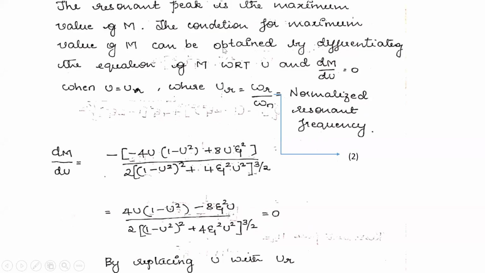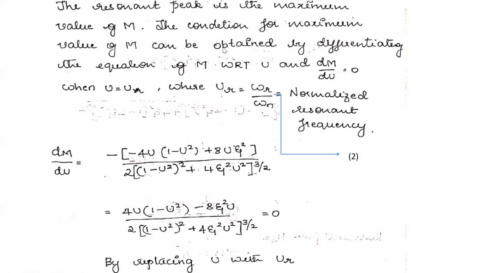Okay, at resonance, we'll have to find out what will be the peak value. Peak value is the maximum value. So at resonance, the peak maximum value will be more, and you can get it by differentiating it with respect to u. U is what? Frequency. So you get the maximum value at a particular frequency. So you differentiate that value with respect to frequency and equate it to 0.